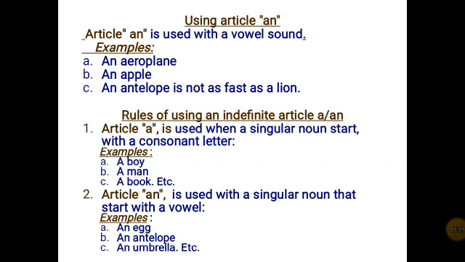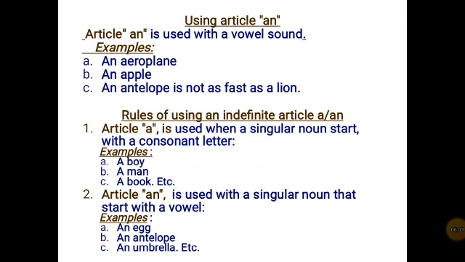Example, a boy, B-O-Y, boy. B is a consonant letter, therefore we're going to use article A. A man, M-A-N, man. M is a consonant letter, therefore we're going to use article A. The same thing as a book. B is a consonant letter, therefore we're going to use article A, etc.